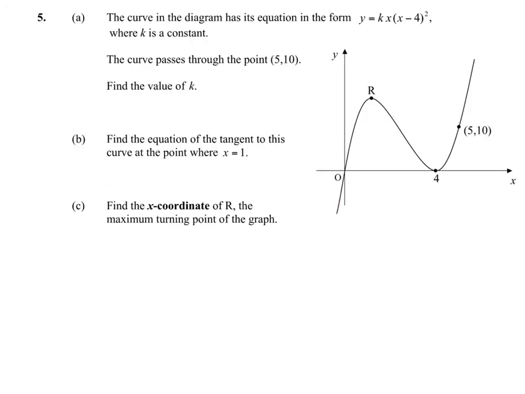Question 5, part A. The curve in the diagram has its equation in the form y equals kx times (x minus 4) all squared, where k is a constant. We're told that the curve passes through the point (5, 10), which we can clearly see on the diagram, and we're asked to find the value of k. So what we're going to do is take our point and substitute it into our equation and solve for k.